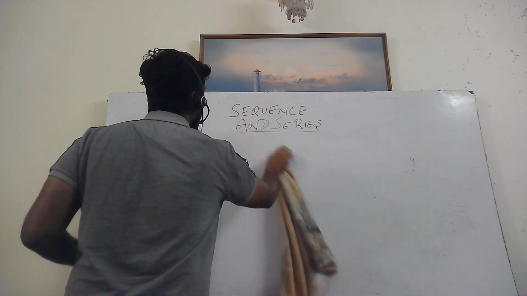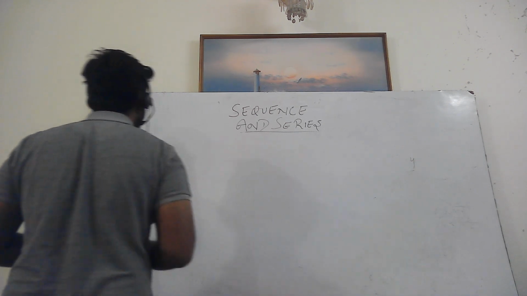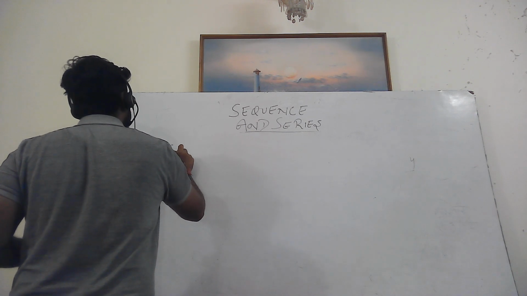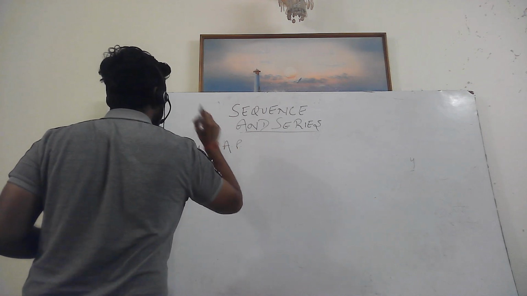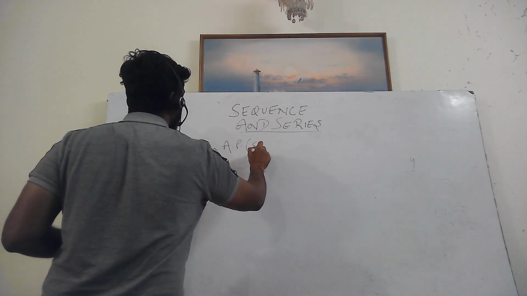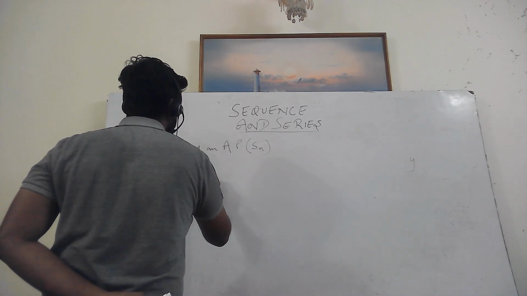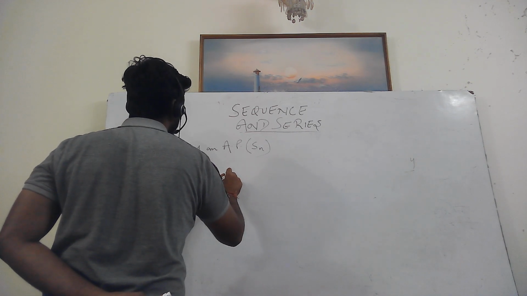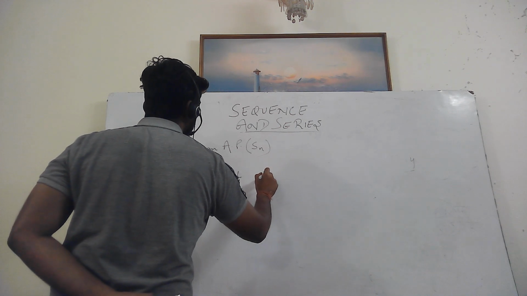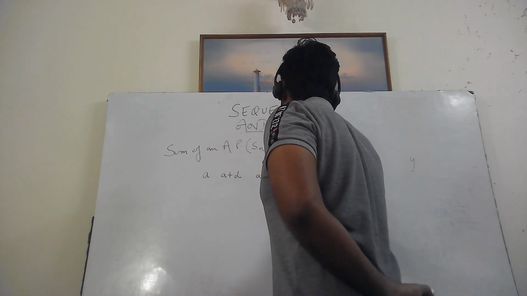Now let's talk about sum of an AP. We denote it by Sn. Clear? So see, there is an AP with first term A and common difference D. So let me write down all the terms: A, A plus D, A plus 2D. Next term would be A plus 3D.